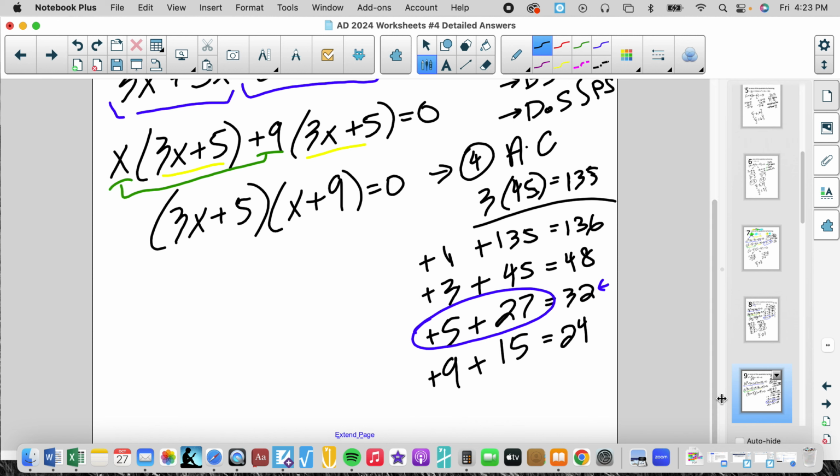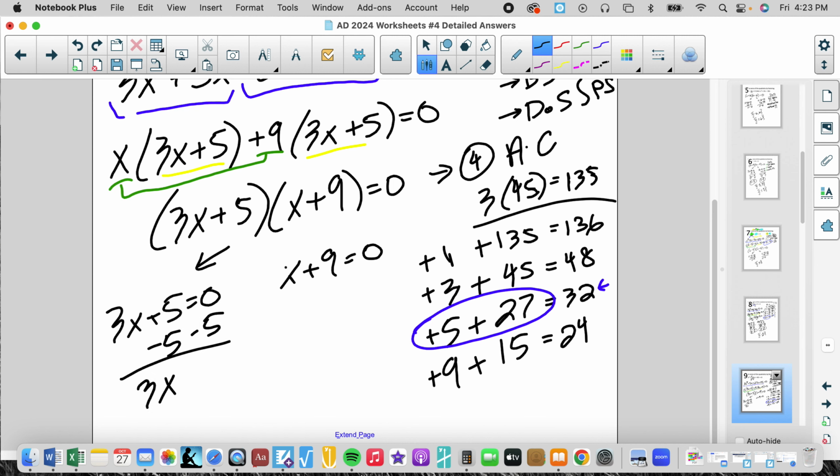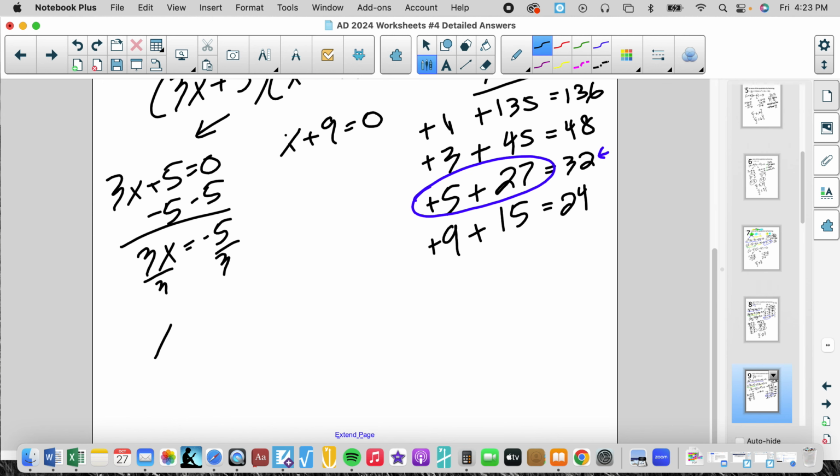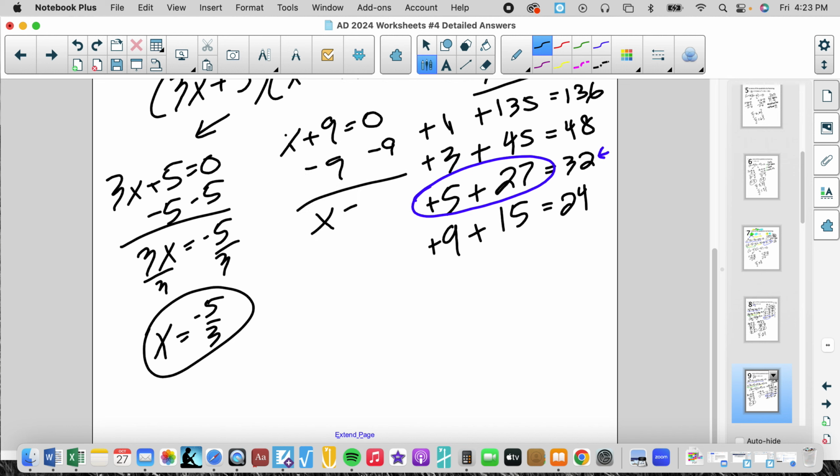Now it's equal to 0. The product of two boxes is equal to 0. 3x plus 5 equals 0, x plus 9 equals 0. Subtract 5, 3x equals negative 5, divided by 3. x equals negative 5/3. And subtract 9, x equals negative 9. Numerical order, negative 9 before negative 5/3.